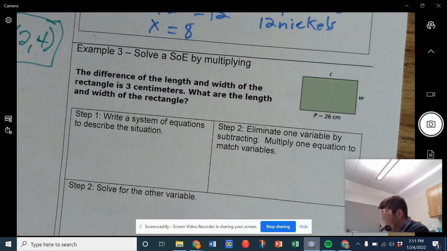Okay. Solve a system of equations by multiplying. The difference of the length and width of the rectangle is 3 centimeters. What are the length and width of the rectangle? Oh, shoot, hold on, guys, sorry.